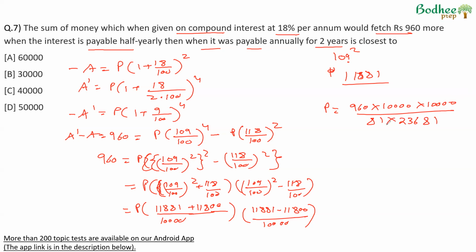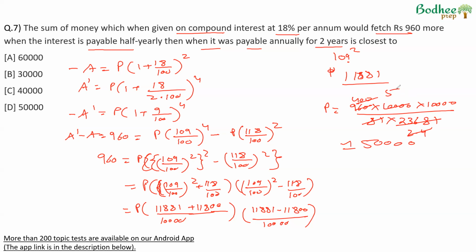If we have to approximate this, 8 to the 16, 23681, 1000, 10,000, 23,000. This will be approximately 2.4. 2.96 upon 2.4 will be approximately 40, or this will be 400, and 400 upon 18 will be approximately 5, approximate. So approximately P will be 50,000.